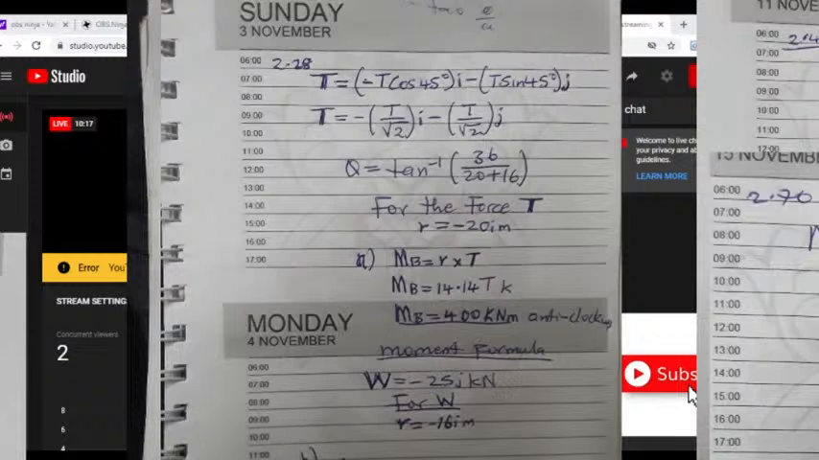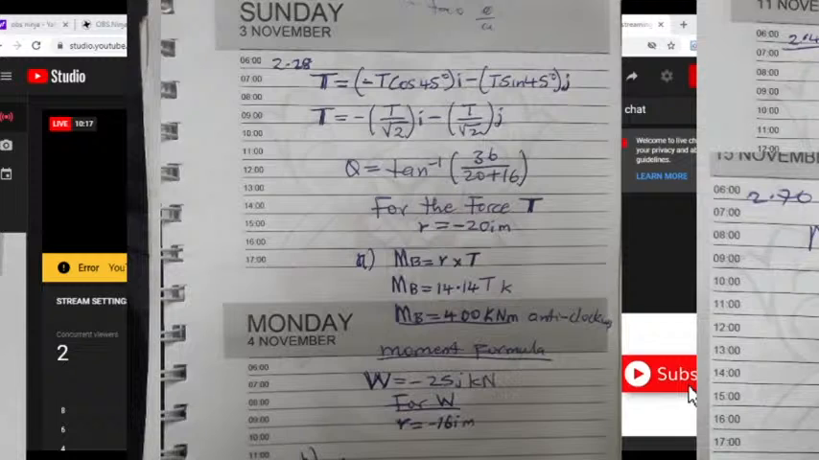This is question 2.28. Then cos 45 is 1 over square root 2. Then we have to find the r for T. Check where T is. You are going to find that there is 20 there, but that 20 is pointing downwards. So the r for T is pointing downwards, so it's going to be negative 20 j in meter notation.